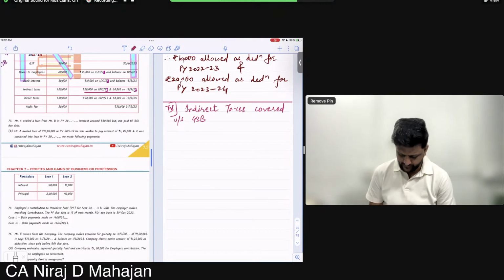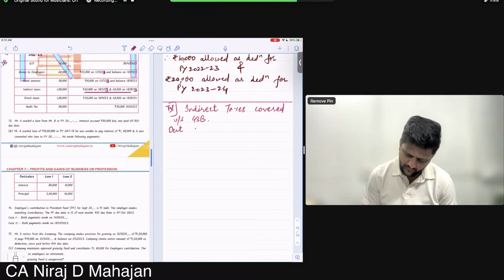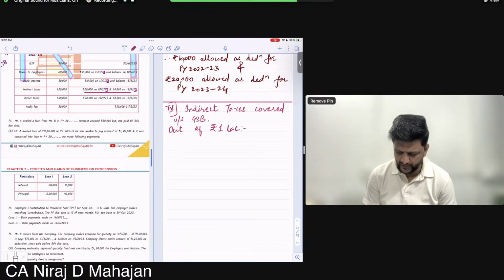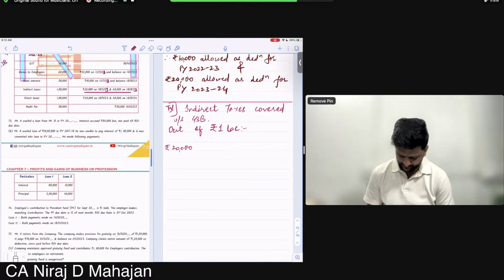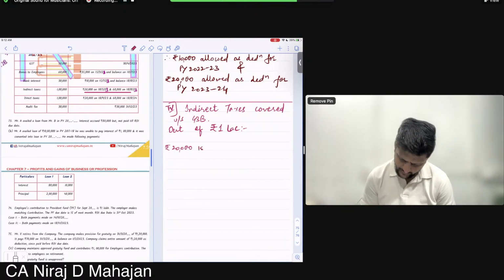Covered under section 43B. Okay. Out of rupees 1 lakh, rupees 20,000 is paid within due date. Therefore allowed as deduction.